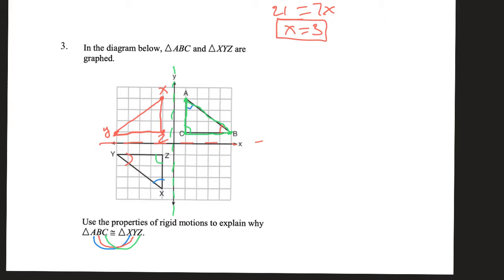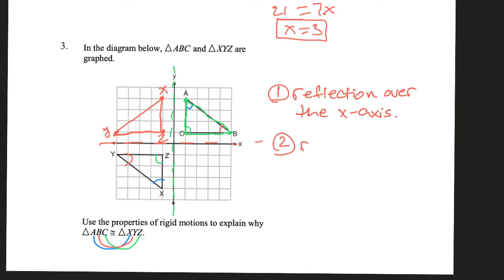And how did we do that? We did it by a reflection over the x-axis. And that's number one. And then the second thing we did was a reflection over the y-axis.